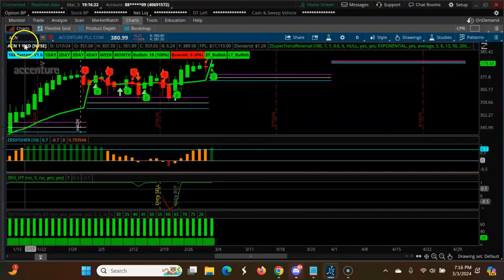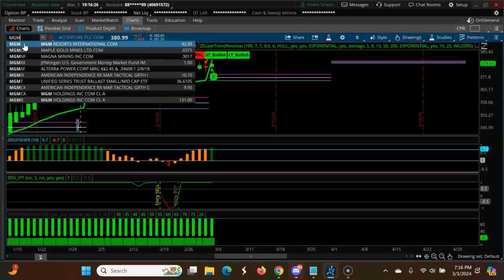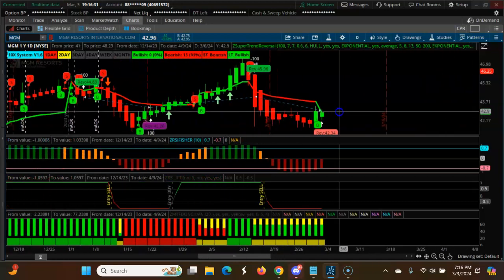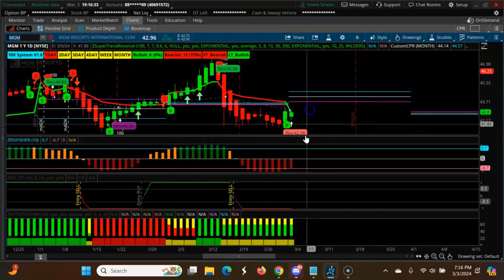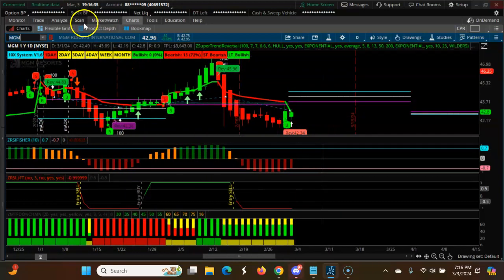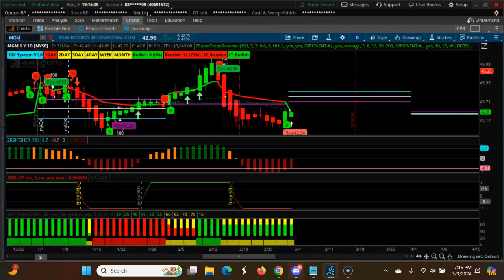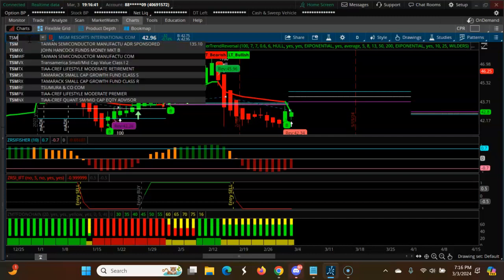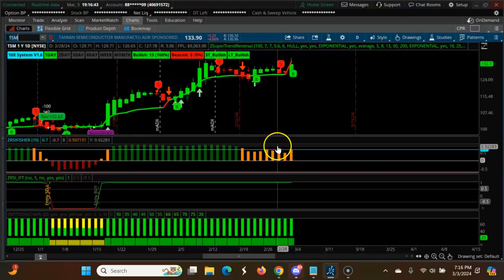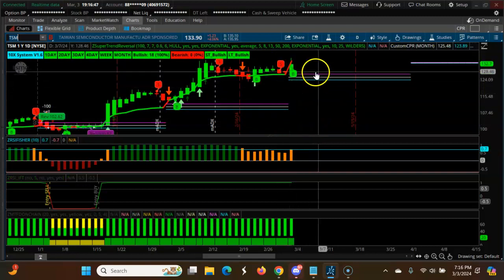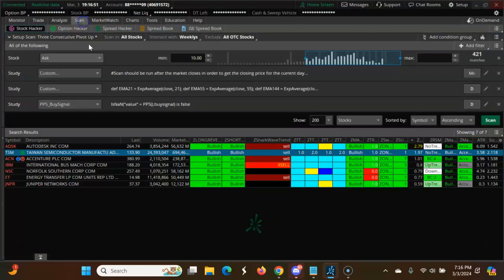Let's look at MGM again. Let's see the bullish. No, this is good. Let's see TSM. Okay, TSM is bullish. You can take that straight to the bullish side because of 3 CPR and it has opened up bullish.